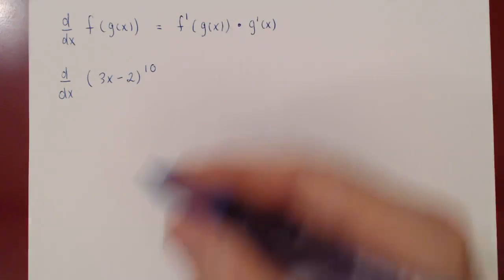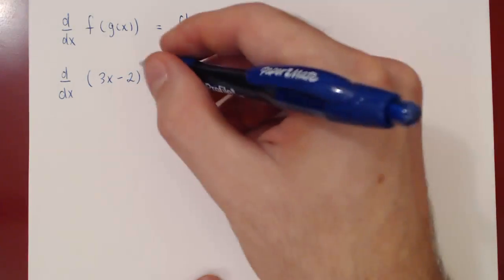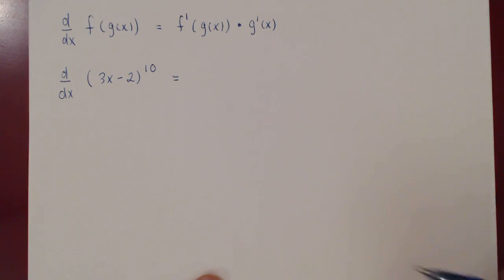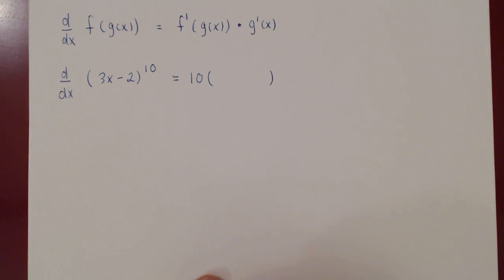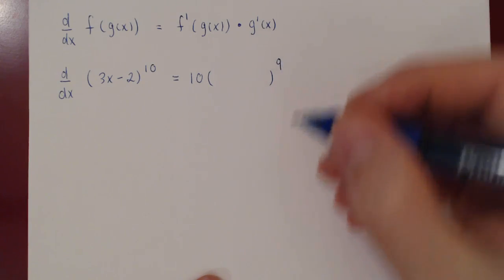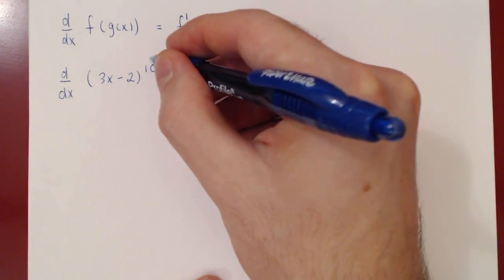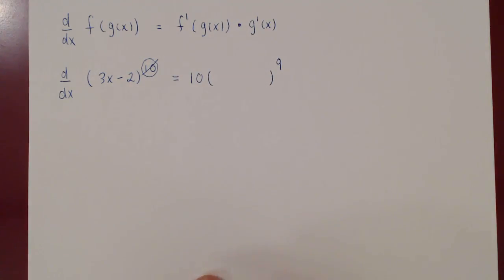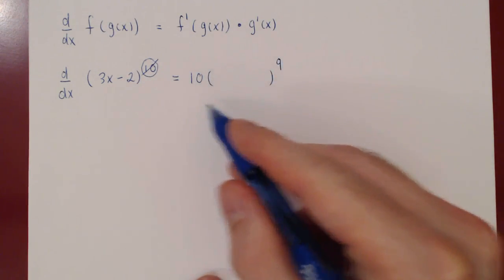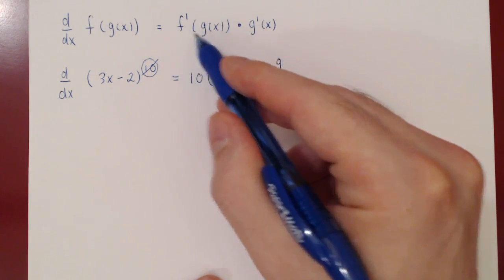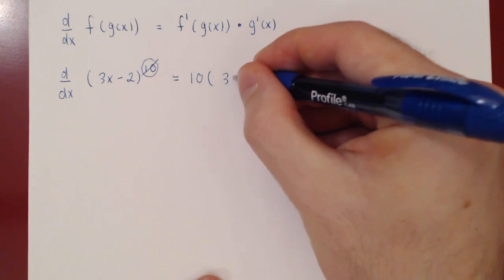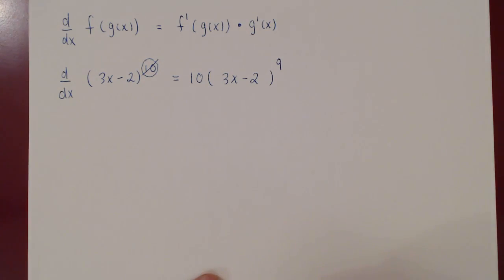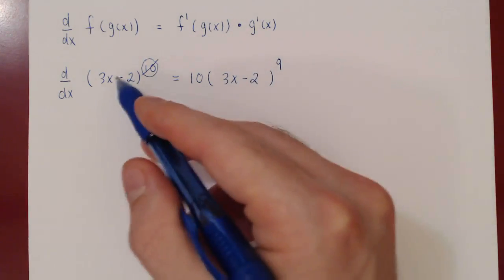And that's your f. So the chain rule says first differentiate the outside function. Here it's the power of 10, so we use the power rule, which says bring the exponent down and subtract 1 from the exponent. 10 minus 1 is 9. And now that's the derivative of the power 10. That's gone. And it's the derivative of the outside function evaluated at the argument. Well, here the argument is 3x minus 2. And that's the first step. That's the derivative of the outside function evaluated at the argument.